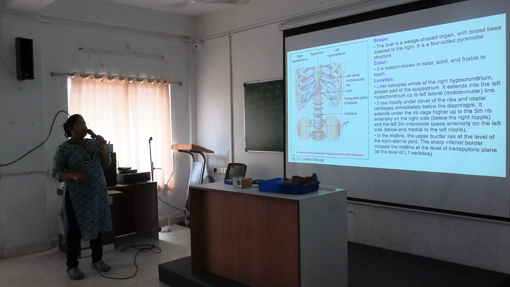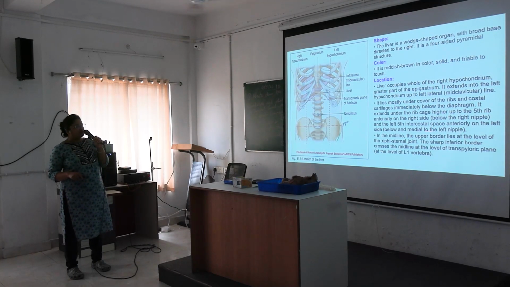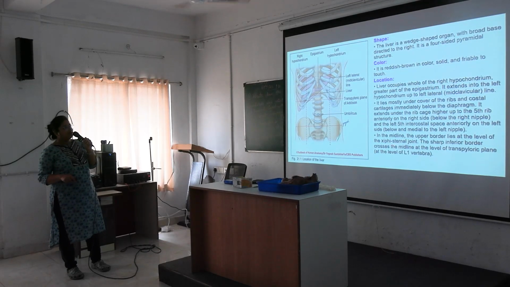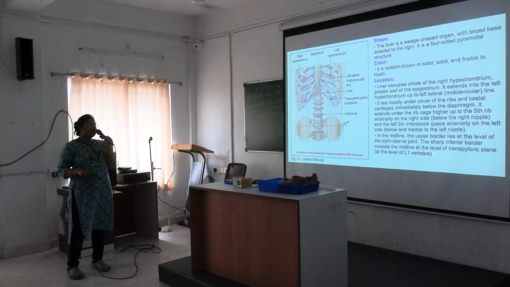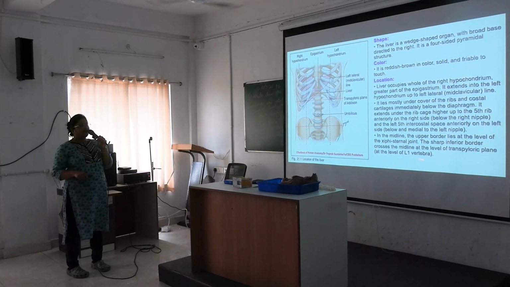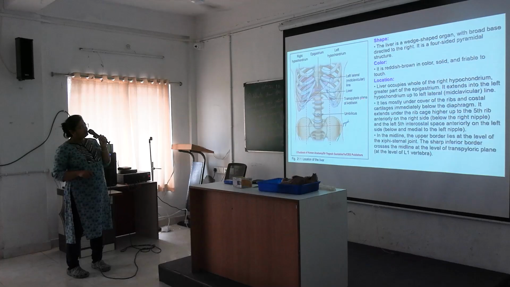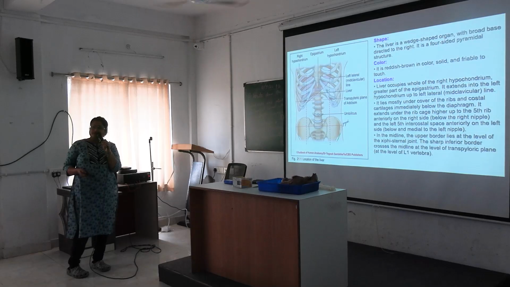And in the midline, the upper border lies at the level of xiphisternal joint here. Upper border lies near the xiphisternal joint, and the sharp inferior border crosses the midline at the level of transpyloric plane, that is at the level of L1 vertebra. Okay, here this is transpyloric plane. Inferior border passes through this transpyloric plane.